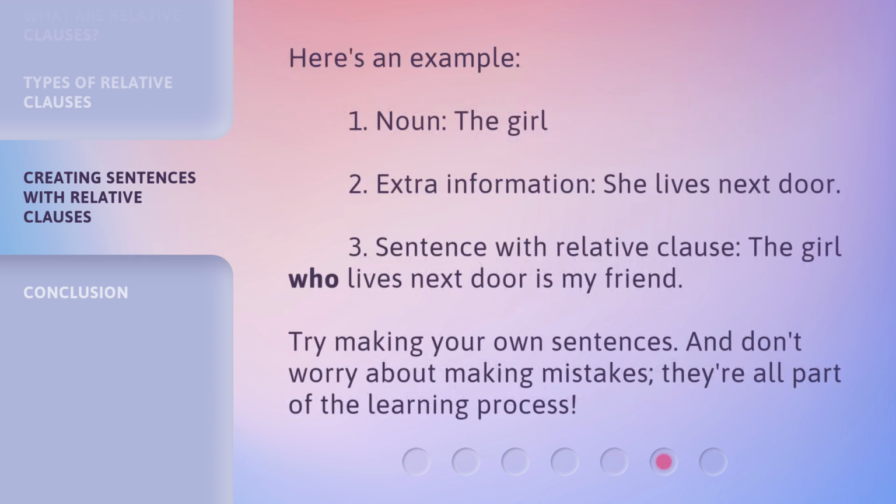Here's an example. 1. Noun. The girl. 2. Extra information. She lives next door. 3. Sentence with relative clause. The girl who lives next door is my friend. Try making your own sentences. And don't worry about making mistakes. They're all part of the learning process.